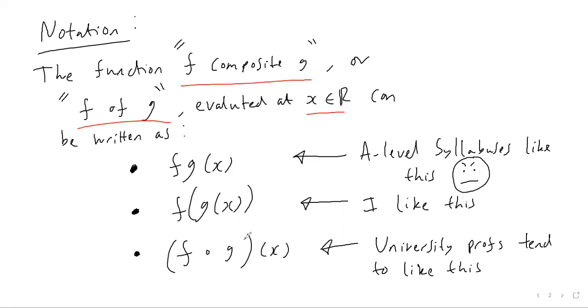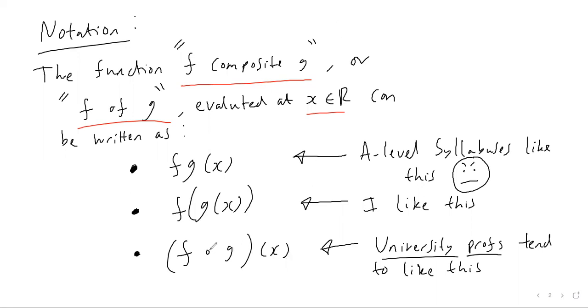You also may see this notation as well. You tend to see this at university if you study maths or a mathematical subject. University professors tend to use this quite a lot. I quite like this notation, I guess. It's the f and then a little dot, a small circle with a hole in it, g, this function evaluated at the number x.